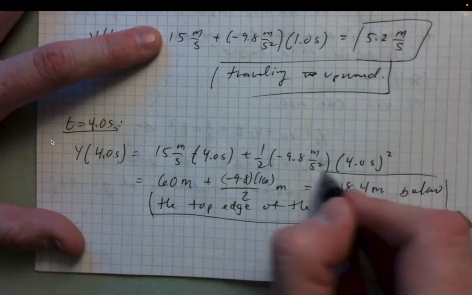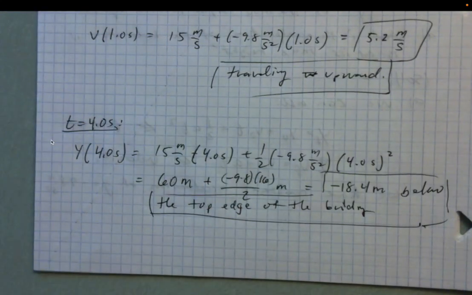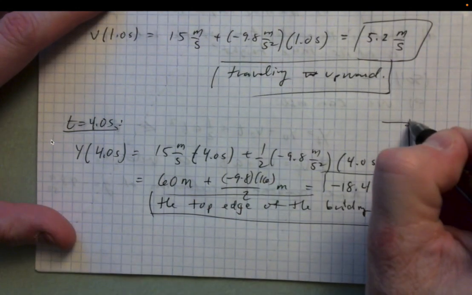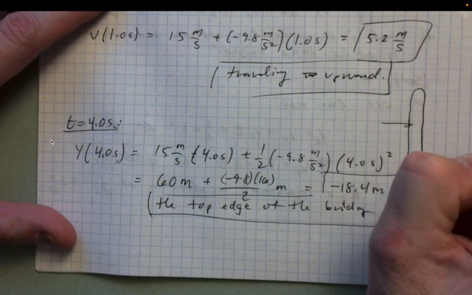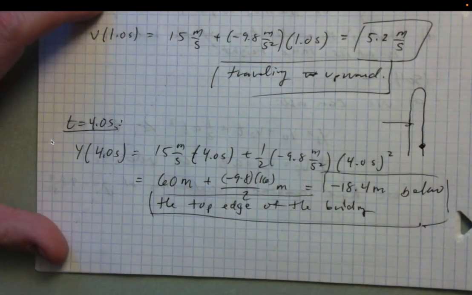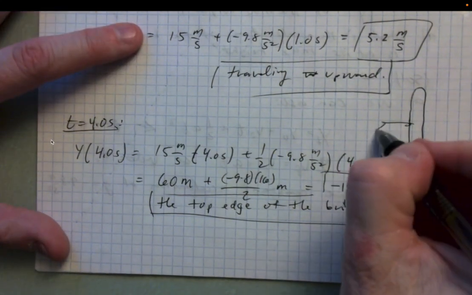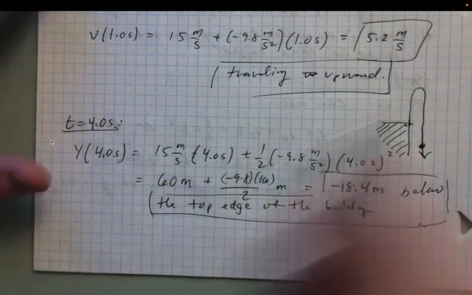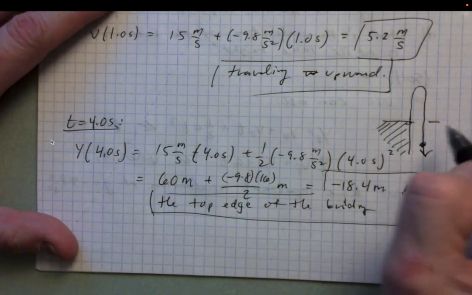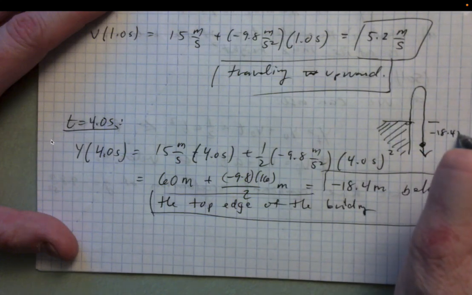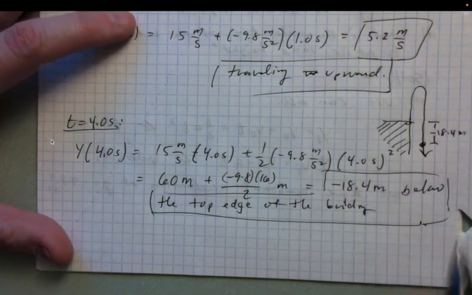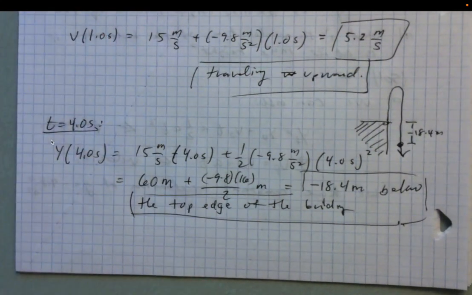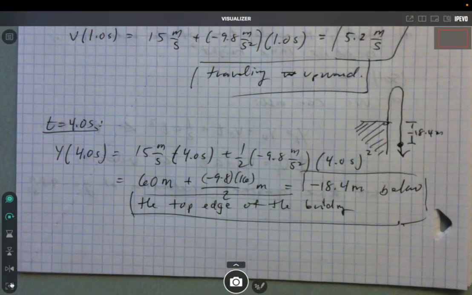Okay, so the ball's gone up, right? You started here, it's gone up, and now it's come back down. So 4 seconds in, it's somewhere like that, this being your building here. And so this distance here is negative 18.4 meters, at least in my drawing. Okay, so that's where we're at 4 seconds.